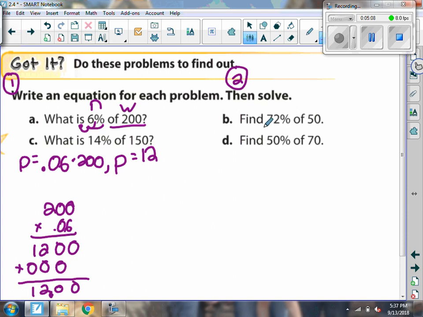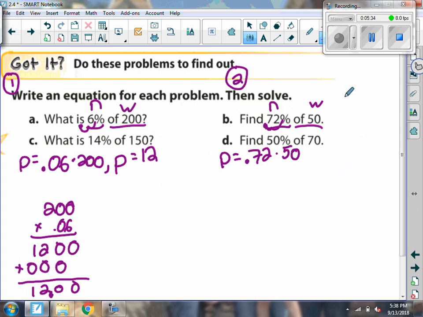Okay, so let's label our numbers. So 72, that's our percent, that's my N, of 50 is my whole. So my equation for B is going to be P is equal to 0.72, so you have to move your decimal 2 places to the left. Your percent needs to be in decimal form, times 50.